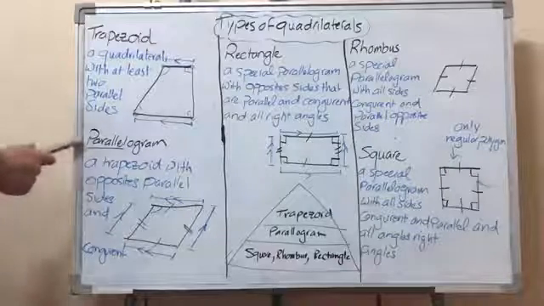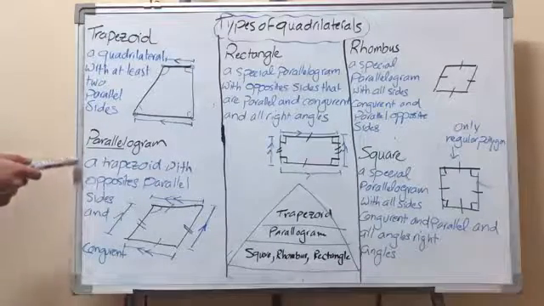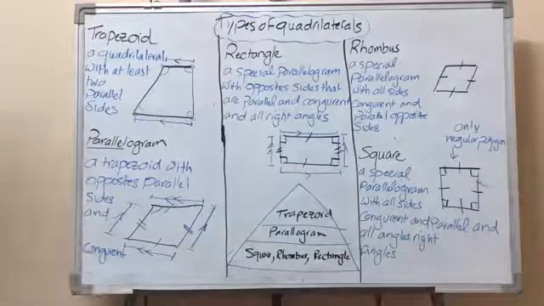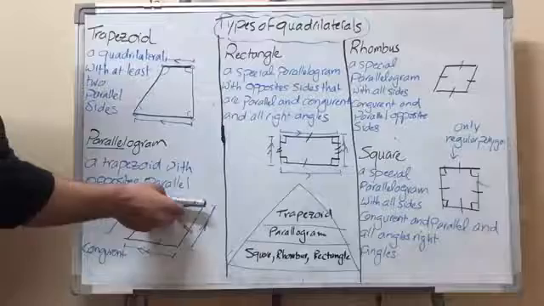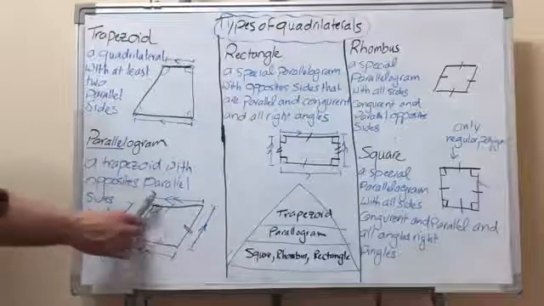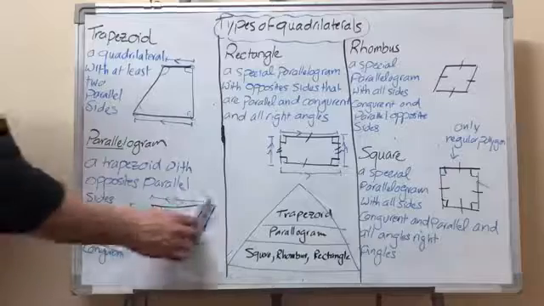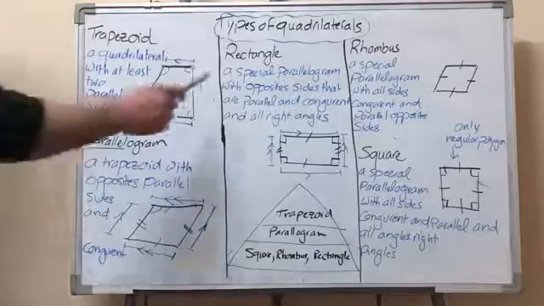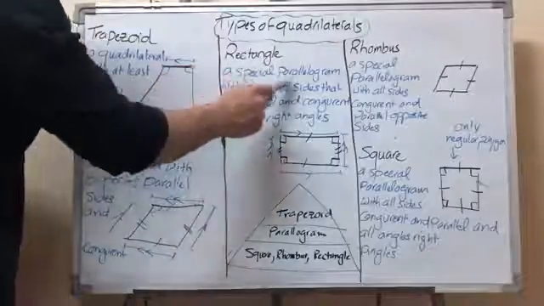The next one is the parallelogram. A trapezoid with opposite parallel sides that are also congruent. So the opposite sides are parallel and they are congruent, they are equal to each other. The rectangle is a special parallelogram.